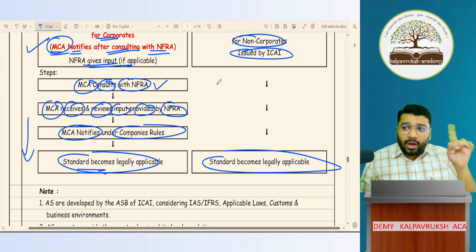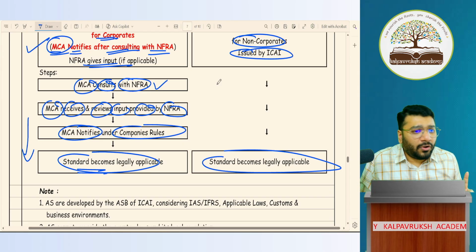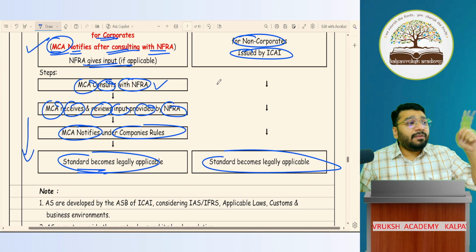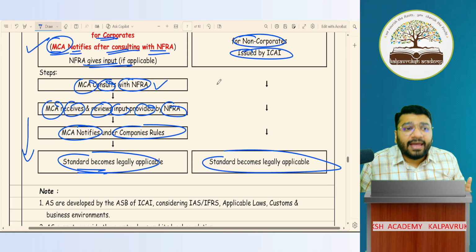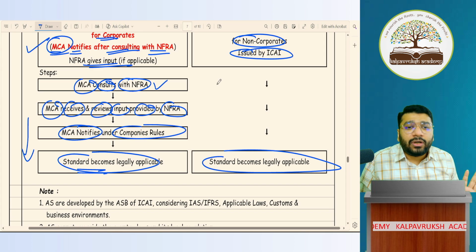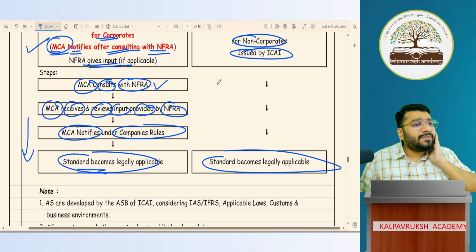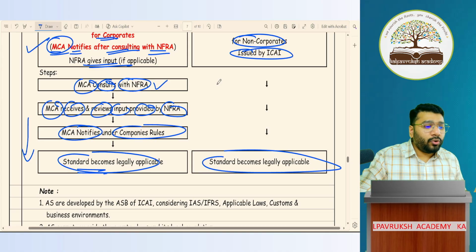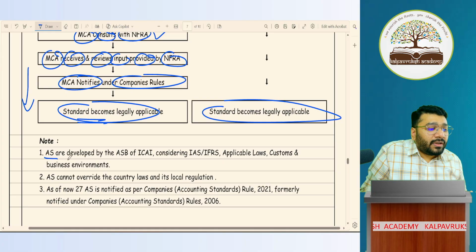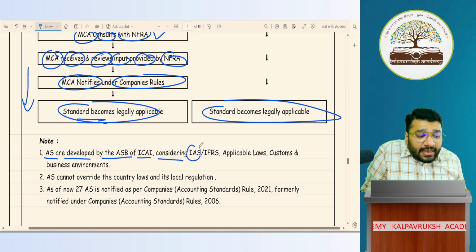However, if you're a corporate, there's one more step that you have to follow. You have to get the notification from MCA, which will be given only after consultation with NFRA. So if NFRA is okay with that, they'll give the go ahead and MCA will notify it, and then the standard is made applicable on the corporates. Okay, not okay? Okay.